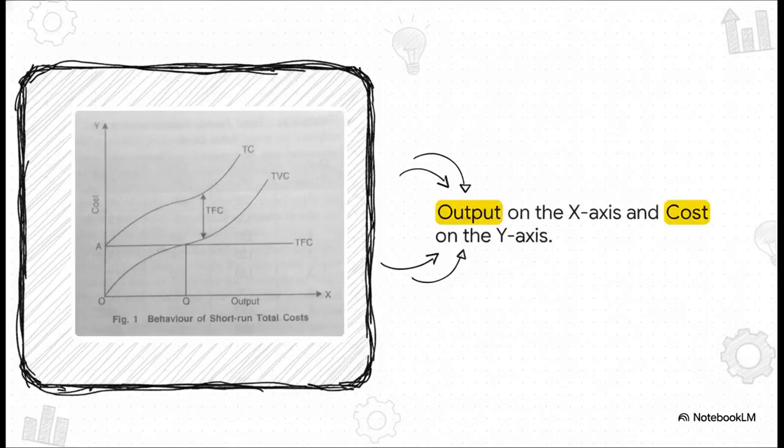Okay, let's set up our canvas. Whenever we map out economic behavior, we need our coordinates, right? On the horizontal x-axis, down at the bottom, we're measuring output, literally how much chocolate our factory is actually producing. On the vertical y-axis, we're measuring cost, how much money is being spent to make that chocolate. Everything we discussed today is going to live right here in this space.